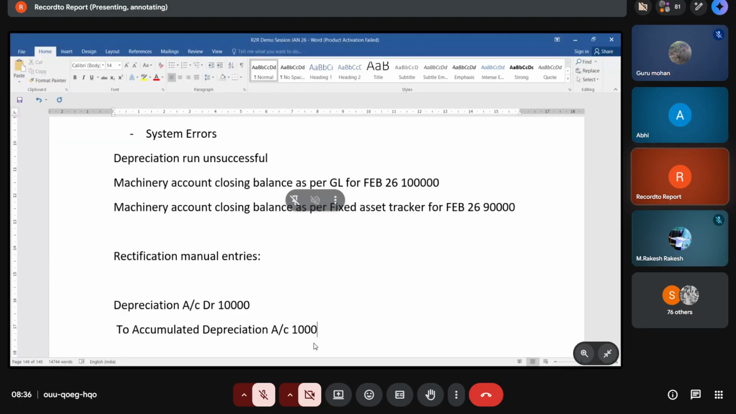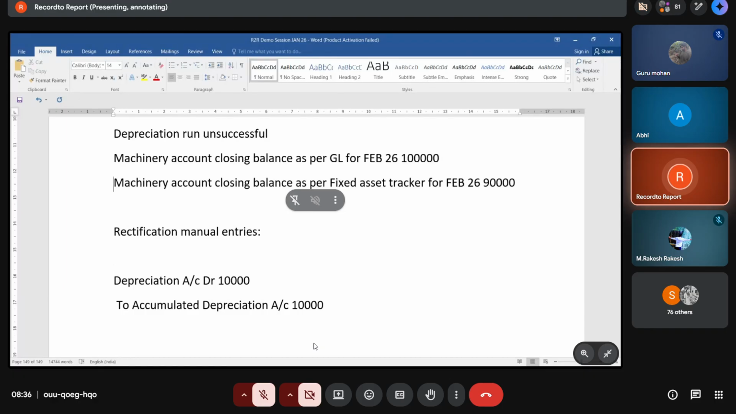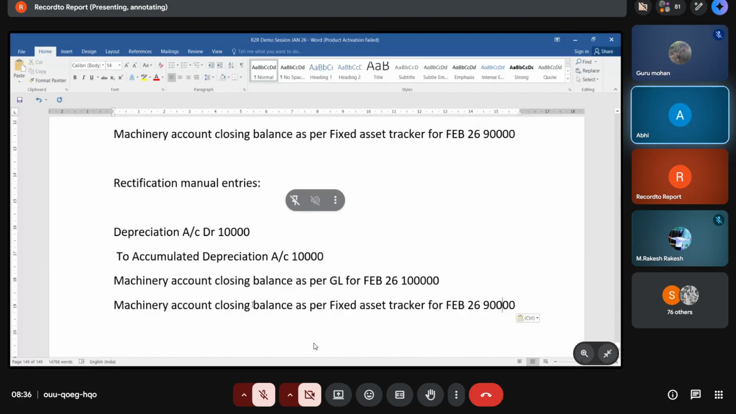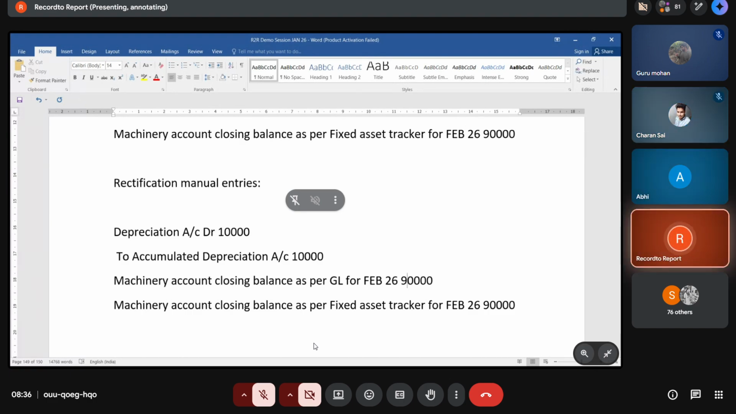Okay. So after posting this entry, what will the machinery value become? Is it 1 lakh? 90,000. The value will decrease, guys. Okay, understand? Yes, sir.